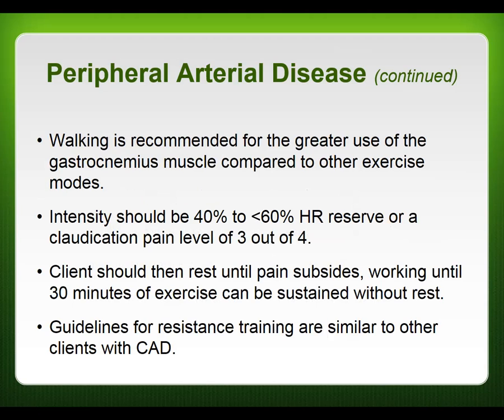Walking is recommended for the greater use of the gastrocnemius muscles compared to other exercise modes. Intensity should be about 40 to 60%, however you figure that out. Claudication pain levels of 3 to 4. Clients should then rest until pain subsides, working until 30 minutes of exercise can be sustained without rest. So if they're doing 5 minutes on and then they rest, 5 minutes on, at some point you can do 10 minutes, rest, 10 minutes, then 15, rest, then 15, then try to get all the way through.